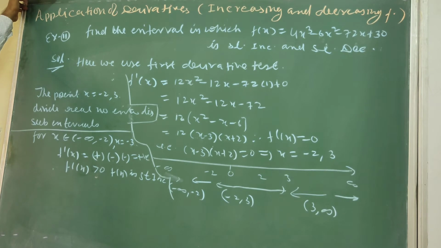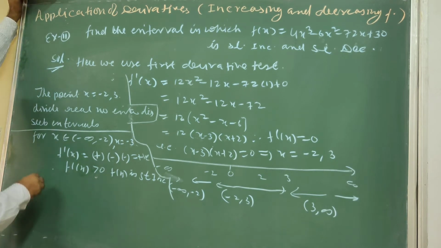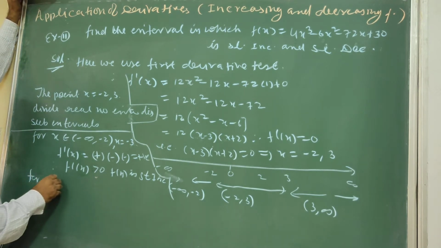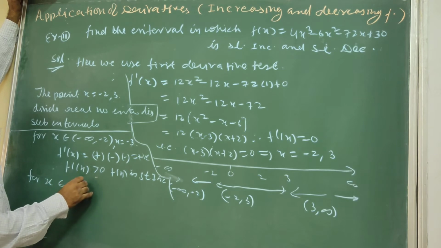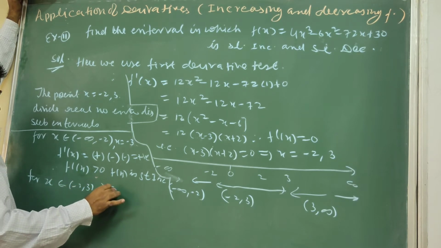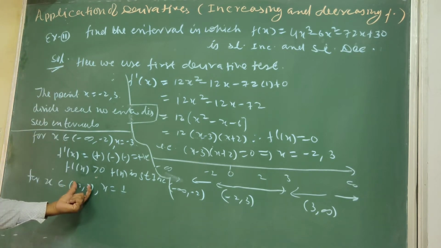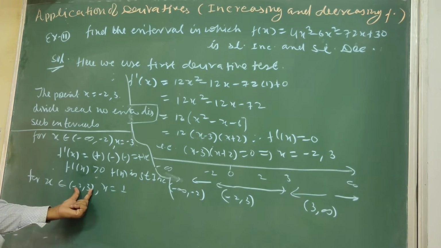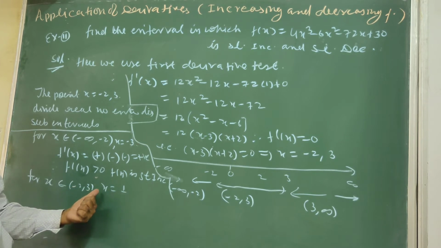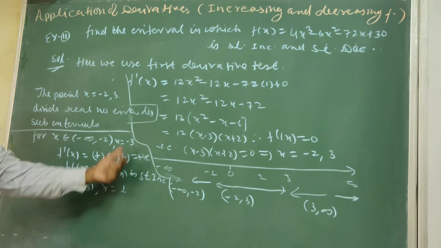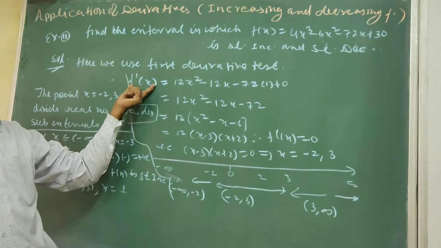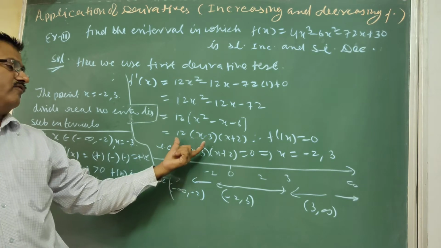Right? Similarly, you have to check for the other interval. For x belongs to -2 to 3, suppose you take x equal to 1. You can take any number which is between the interval. Correct? So for x in -2 to 3, we take x equal to 1. Again you put this x equal to 1 in the derivative where it is in factor form.